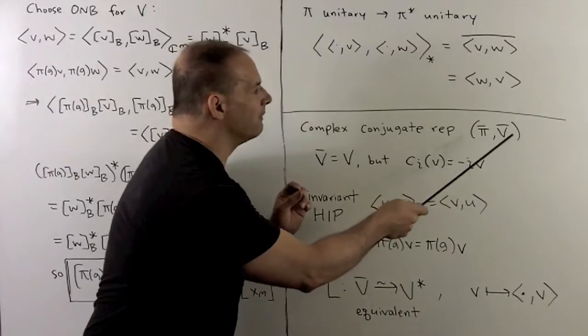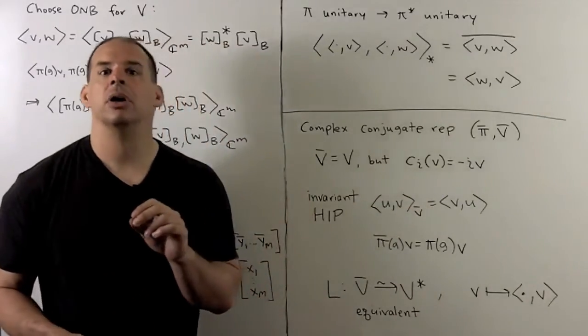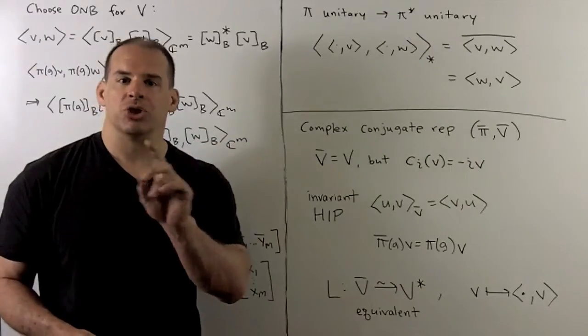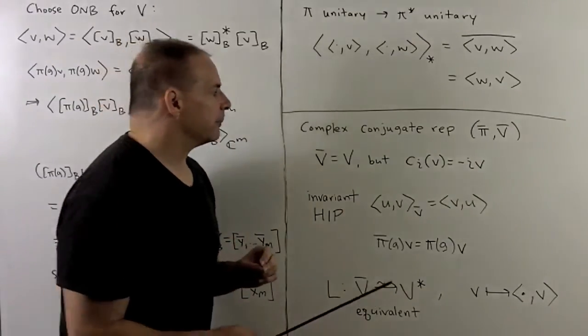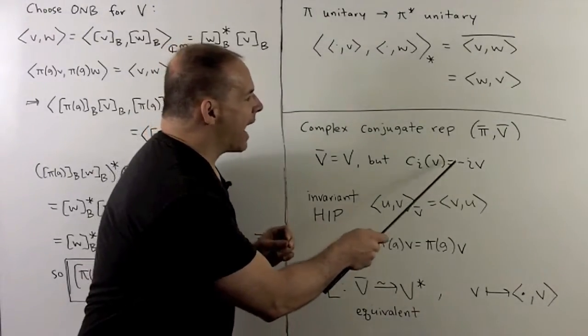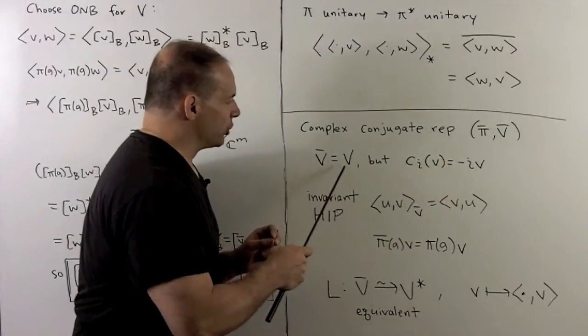So I'll have pi bar, V bar. The space V bar is going to be exactly the same as V. We're just going to change the scalar multiplication. So when I multiply by i now, we're just going to be multiplying by minus i v on the original space.